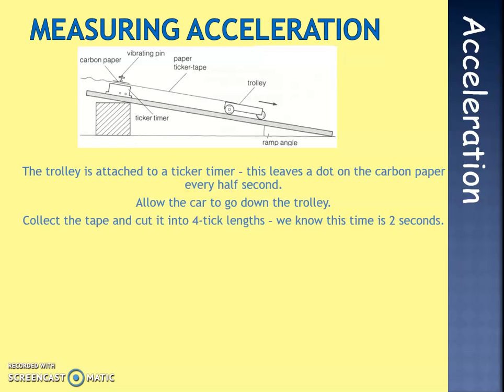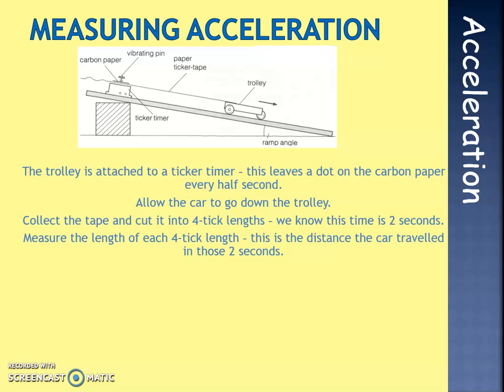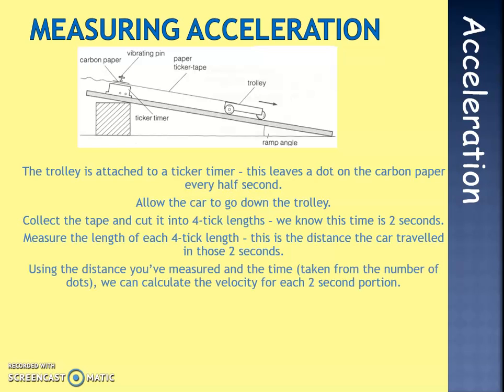Then we collect the tape from the full run and cut it into 4 tick lengths. We know that if there's 4 ticks on that, the time is 2 seconds. We'd then measure the length of each one, and this is the distance the car's travelled in those 2 seconds. If we keep them in the order from when it started to when it ended, we can now work out the acceleration.